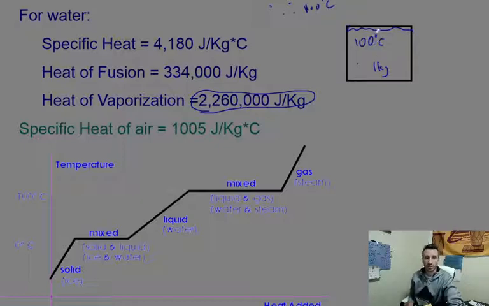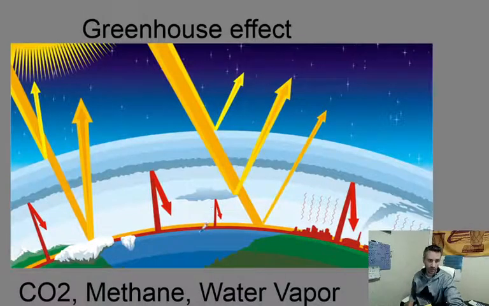So how much energy does it take to convert 1 kilogram of water into 1 kilogram of water vapor? Look at how much energy this is. When the sun comes down on the oceans, it causes more evaporation. They're not boiling, obviously, but the warmer the oceans are, the more water vapor will be expelled.